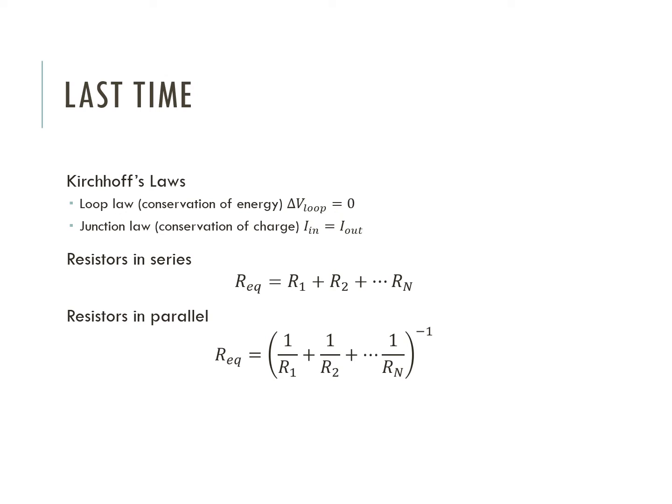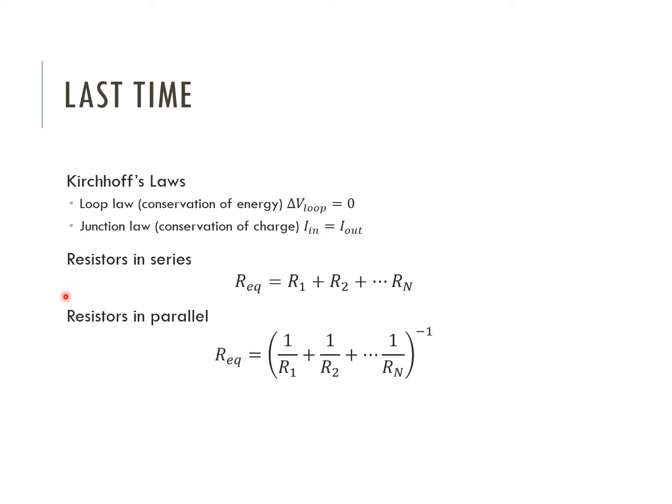Last time we focused on resistor circuits, so we looked at Kirchhoff's laws. We had the loop law, which is a conservation of energy. That says the change in potential around a closed loop is going to be equal to 0. Again, we didn't explicitly talk about potential, but it is related to potential energy. We also had the junction law, which is a conservation of charge. It says all the current coming into a junction of wires has to be equal to all of the current going out of a junction of wires.